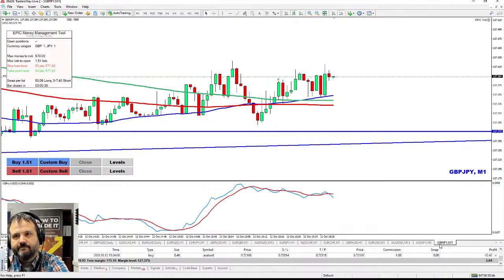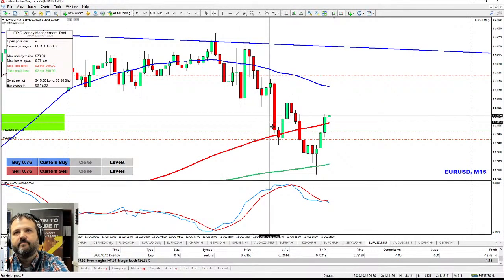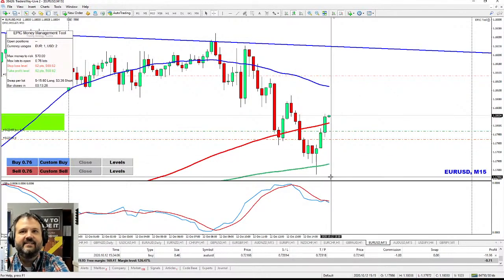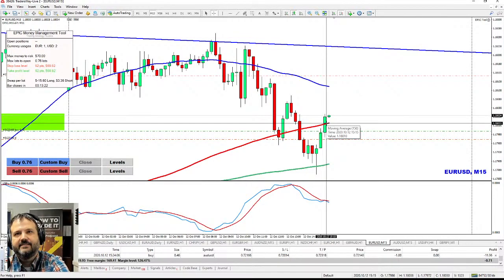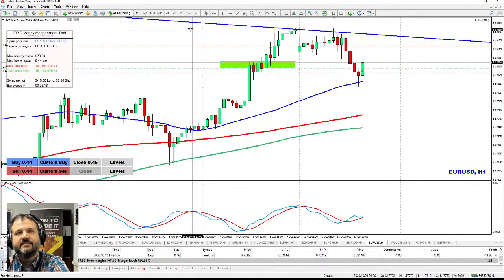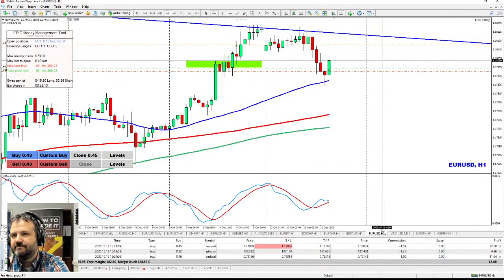Yeah, on the Euro US, I got back in at the break of the 150 on the 15. Right here. Okay. And right now it's bouncing off the 150, so we'll see if it goes. But for me, if it goes back underneath the 150, then I'm going to close it again. Just take the small loss. That's the way to do it.